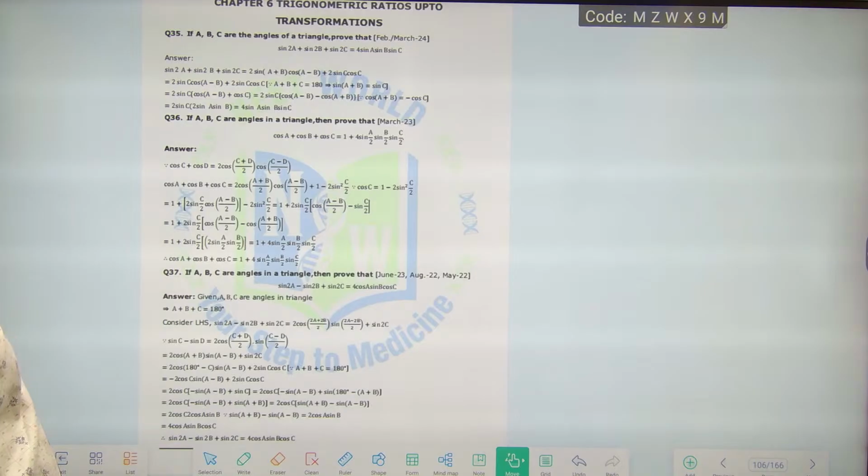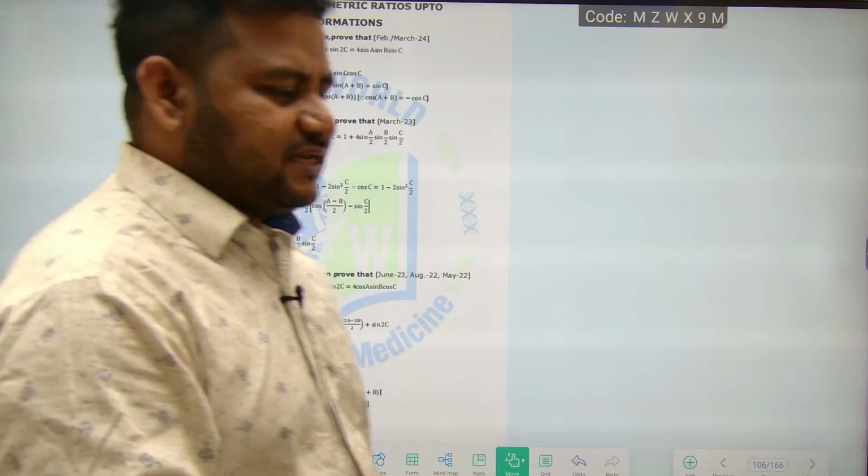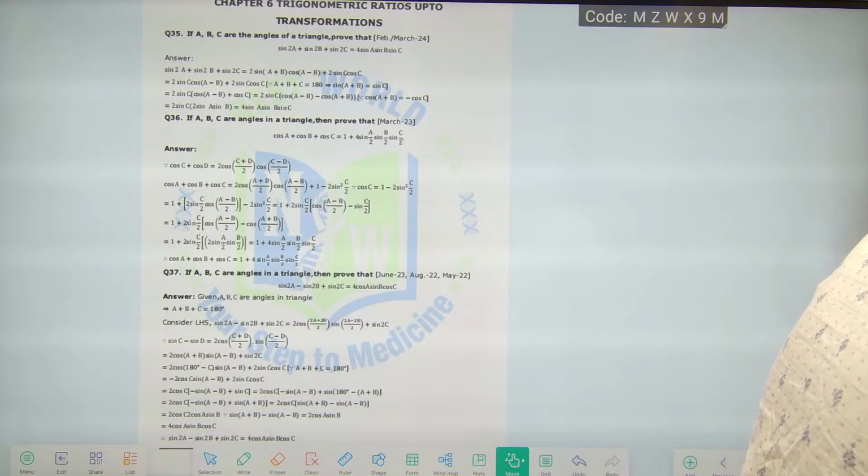If A, B, C are angles of a triangle, prove that sin 2A plus sin 2B plus sin 2C is equal to 4 times sin A sin B sin C. This is what they are telling. Page number is 106. This is the question that we are having.